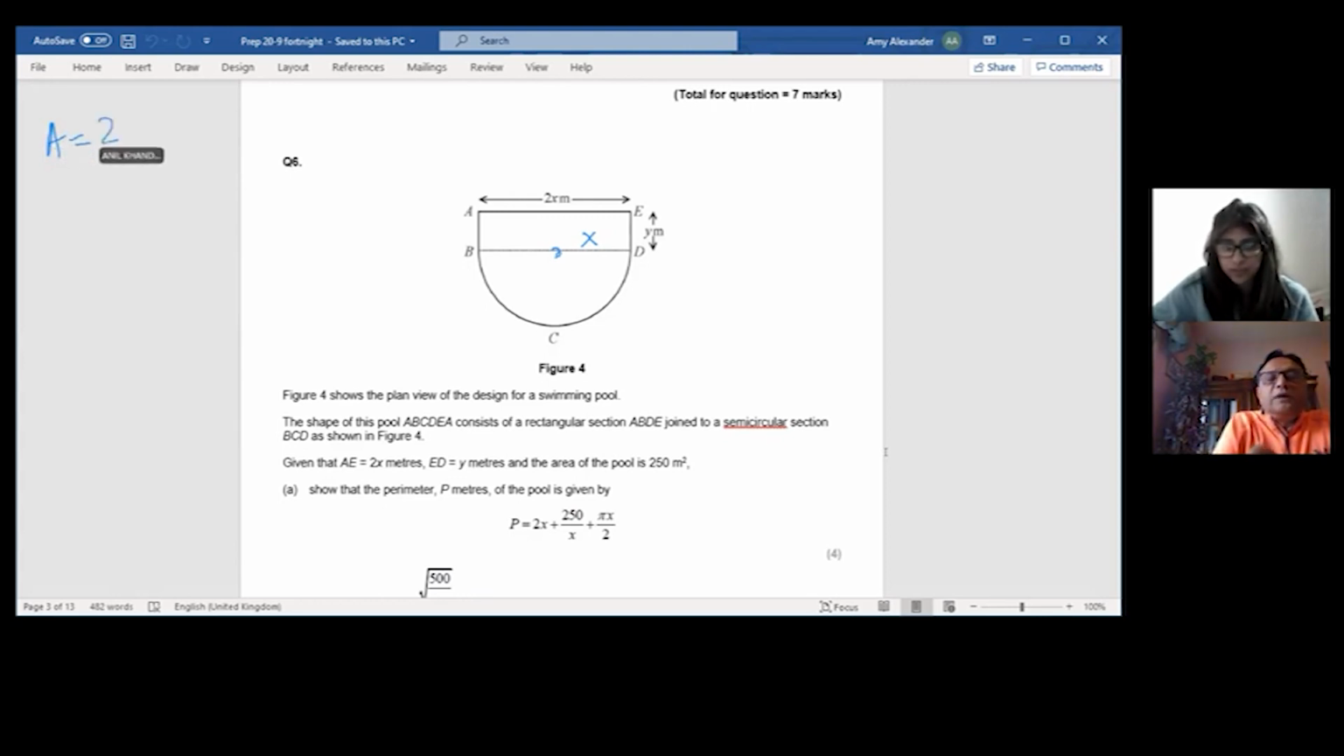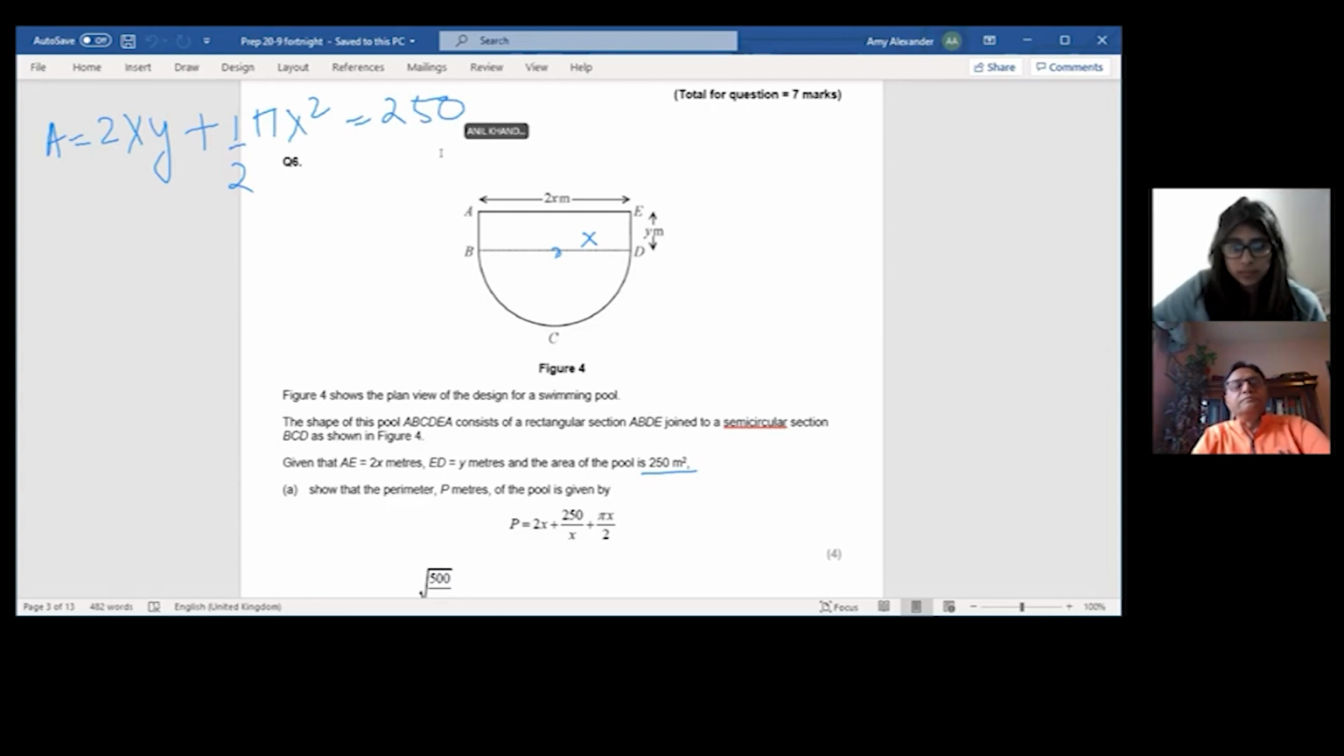250 = 2xy plus pi r square, right? So pi, x is the radius square, and half of that because it's a semicircle. Is that clear? And this is given to you as 250, correct? So this is equal to 250. So we get the first equation. Perfect? Now show that the perimeter P of the pool is given by that expression, right?